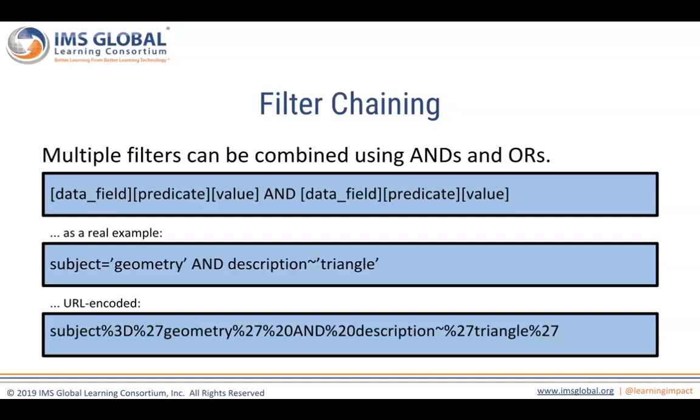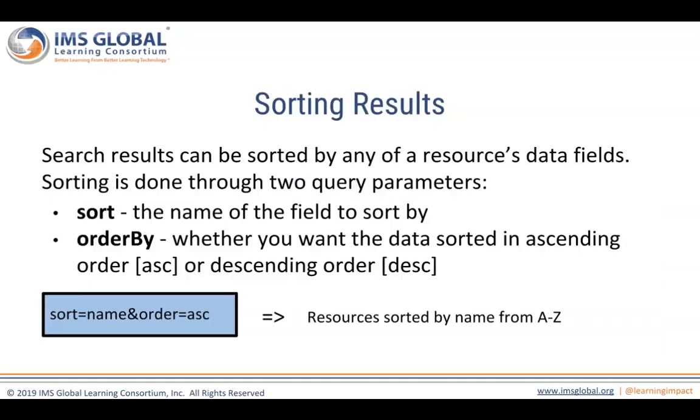But again, this could give you way too many resources, and maybe not the correct set of resources if your result set is over 100. So in that case, we're going to need to get into sorting. Sorting is very simple. Sorting has two more query parameters that you need to include on your query. First is sort, which is of course the name of the field you want to sort by, and then the second is order by.